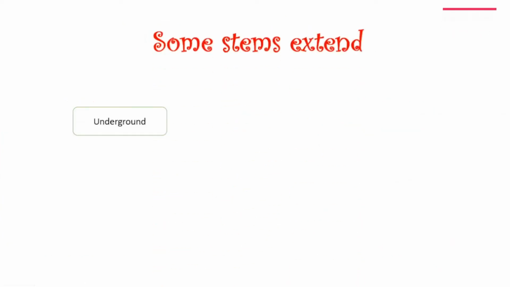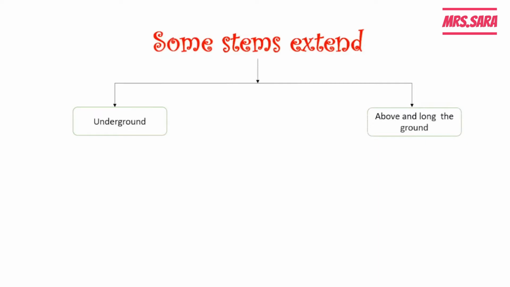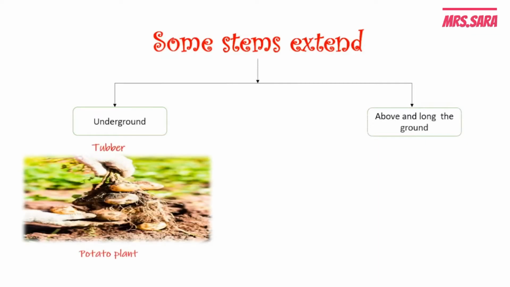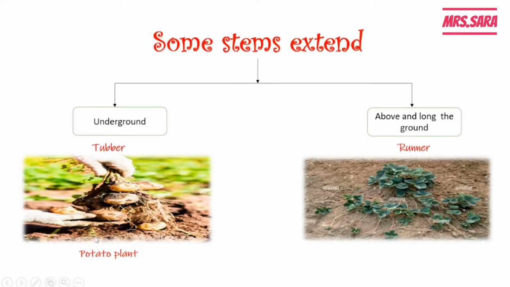So we have some stems that extend under the ground or above and along the ground. The underground extended stem is the tuber stem, like potato plants. And the other one, the above and along the ground extended stem, is the running stem. The running stem runs above and along the ground, as you can see.